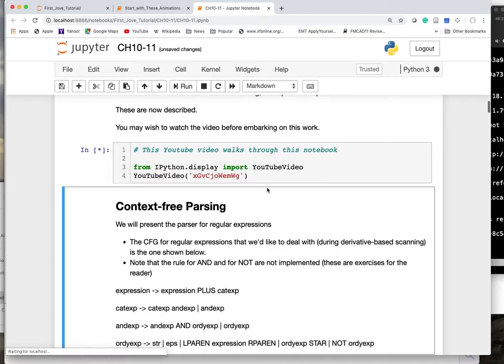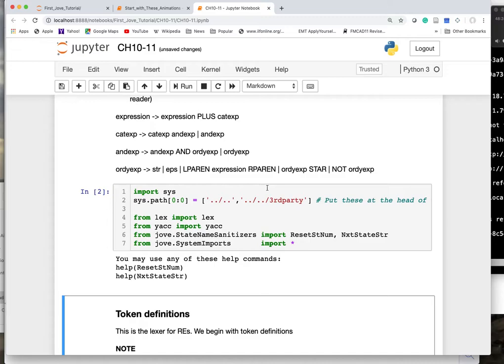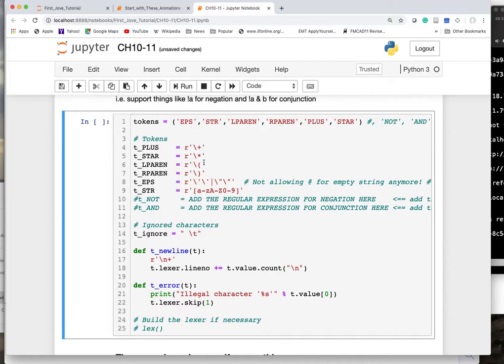First you have to define tokens for treating regular expressions. Regular expressions can be built using epsilon; a single character is a regular expression; a regular expression has left and right parentheses, a plus operator, and a star operator. So introduce the tokens. I'm now building a parser for regular expressions. That's what you'll see in a minute.